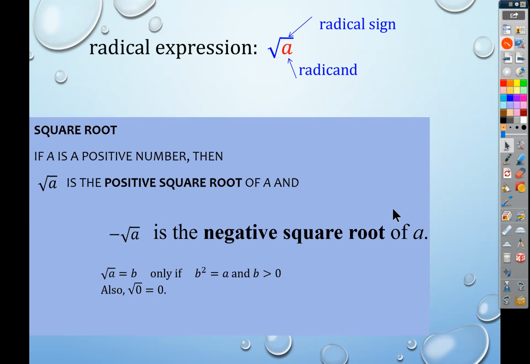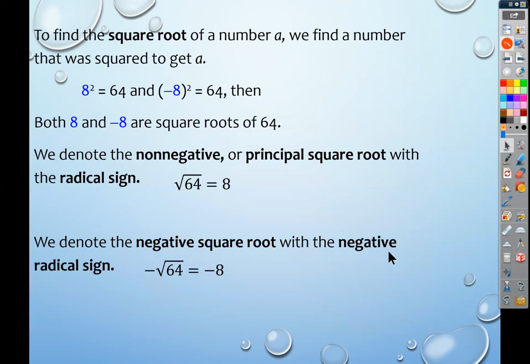A square root: if a is a positive number, then the square root of a is the positive square root of a, and the negative square root of a is negative square root of a. So the radicand has to be greater than or equal to 0. To find the square root of a number, we find a number that was squared to get a. So for example, the square root of 64 is 8 because 8 squared is 64. Both 8 and negative 8 are square roots of 64.